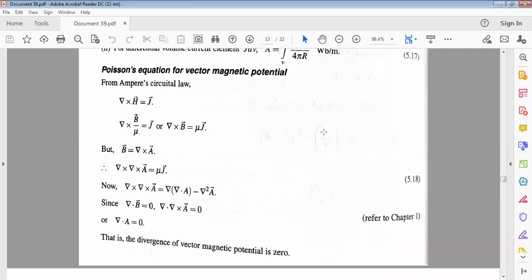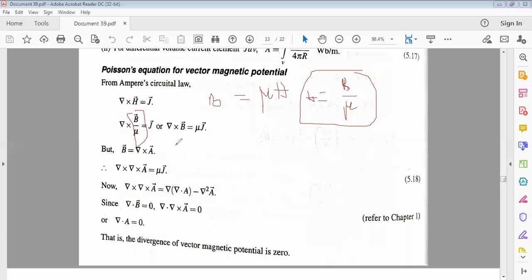From Ampere's circuital law, again, del cross H equal to J. So what is meant by H here? From the equation B equal to mu H, can I write H equal to B by mu? So del cross H equal to J, del cross B by mu equal to J. Or simply del cross B equal to mu into J.